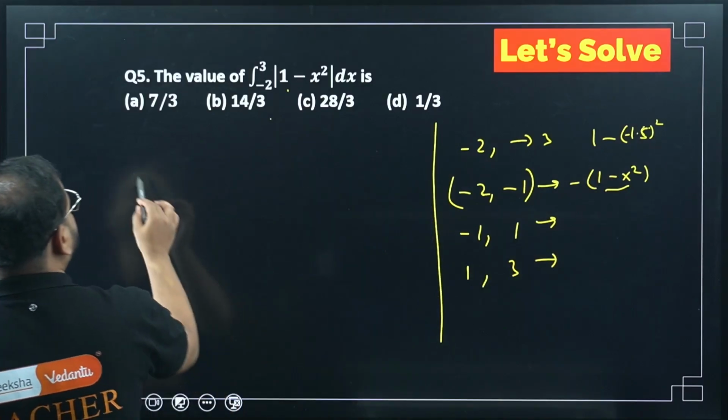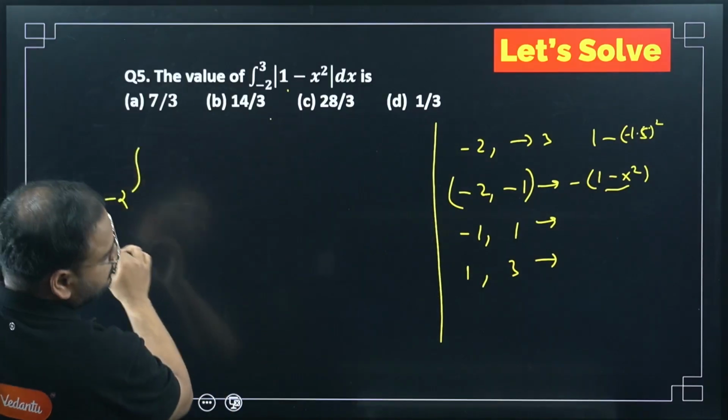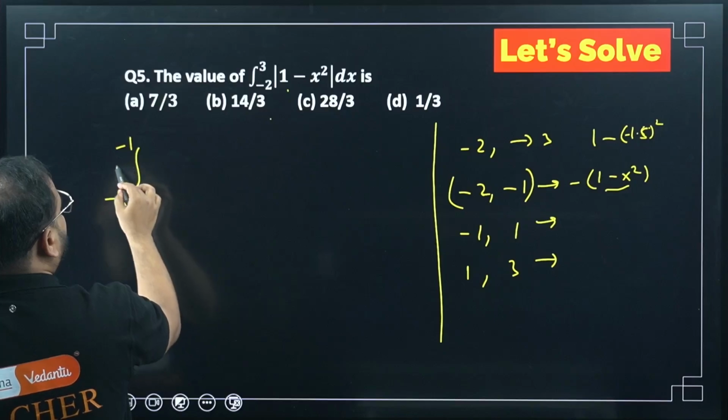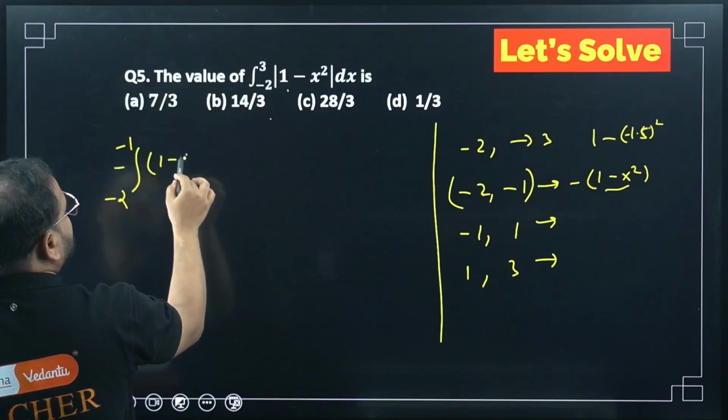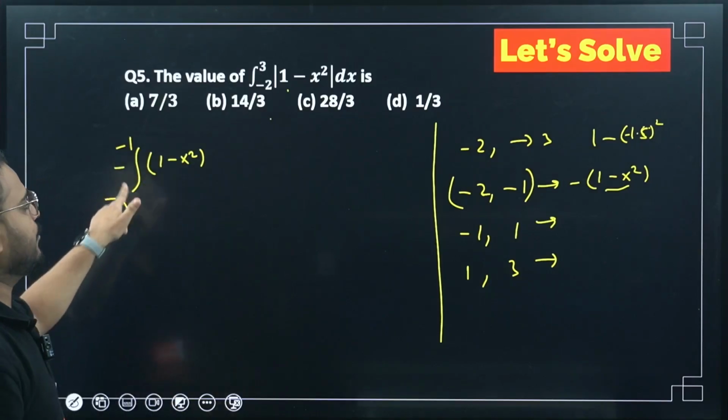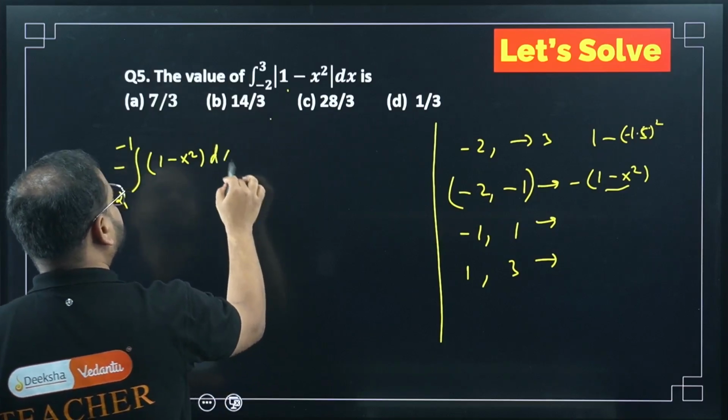So let me write this integration. First part, minus 2 to minus 1. The function is opening with what? A minus sign. So 1 minus x square will be there, but there is a minus sign outside. Okay. Put the dx. This is my first integration.